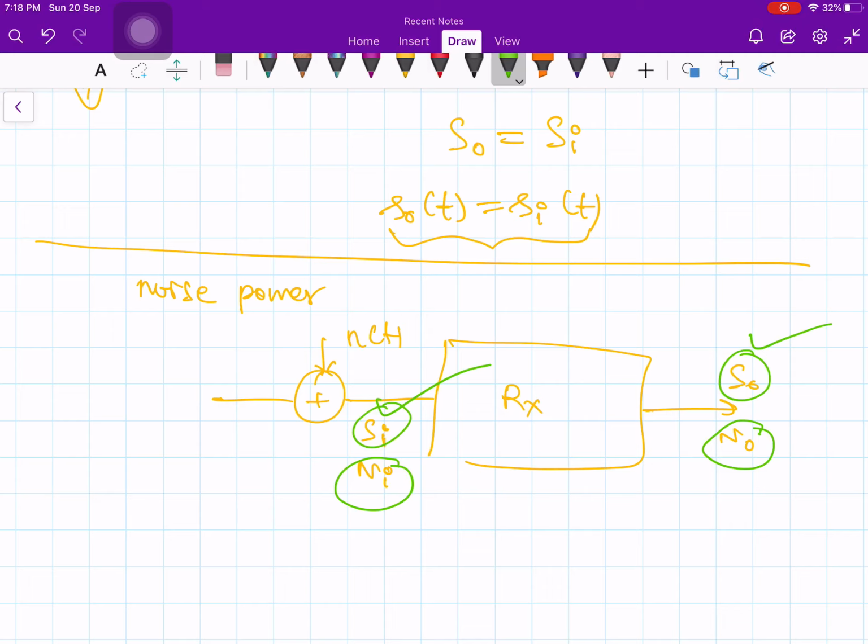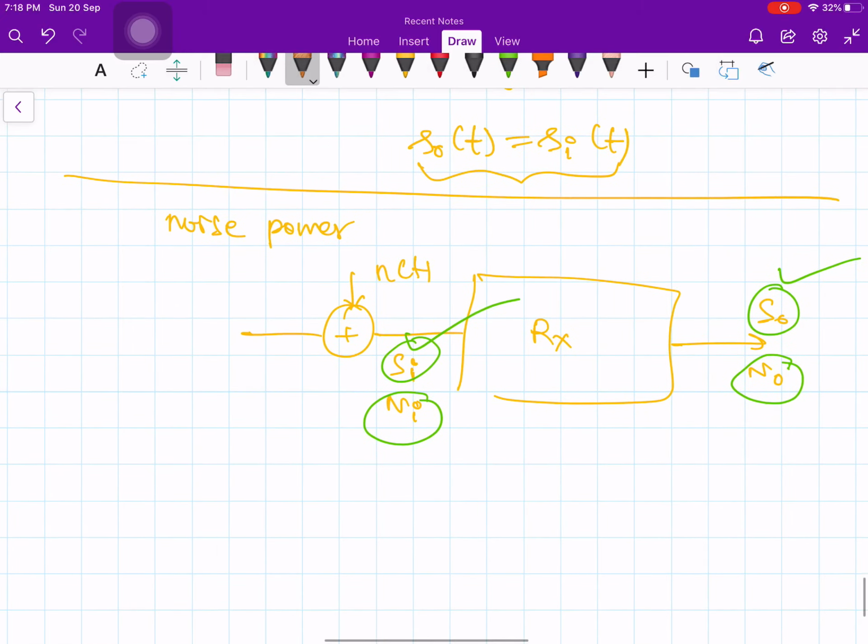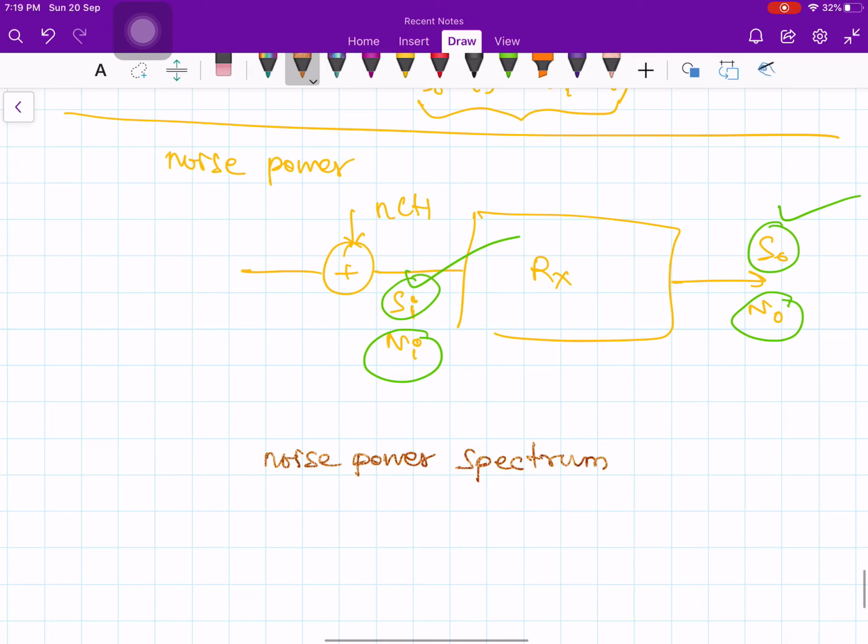Now what can we say about the noise power that will come out of the receiver? To do that we have to make some assumption regarding the noise power spectrum. So how is the noise power spectrum modeled mathematically? Let's talk about the modeling of the noise. Before we talk about the noise power spectrum, we need a model of the noise. How do we model the noise? What kind of model is more appropriate for noise?